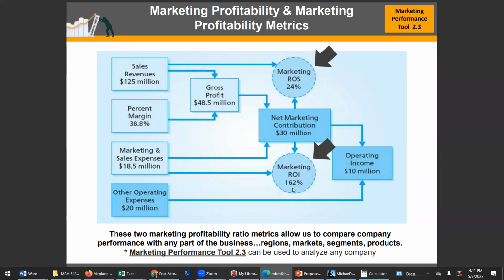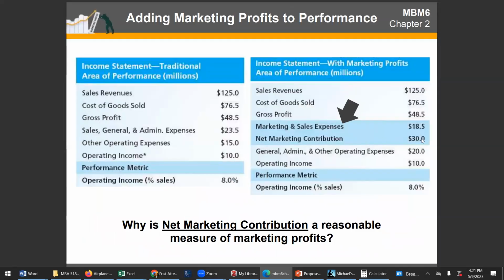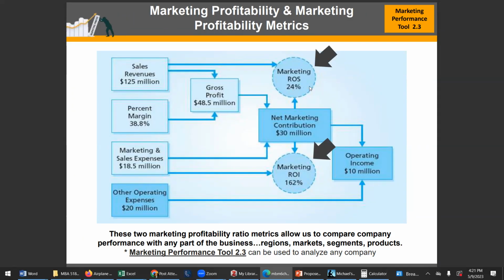and what is indeed driving marketing return on sales and net marketing contribution. Okay, so you might be asking yourself, well, what is this 24%? Return on sales. Well, the way we calculate that is we're going to take the 30 from here, net marketing contribution, and we're going to divide that into 125, which is total revenue. And that is indeed 24%. Okay, so that's how that metric is calculated.